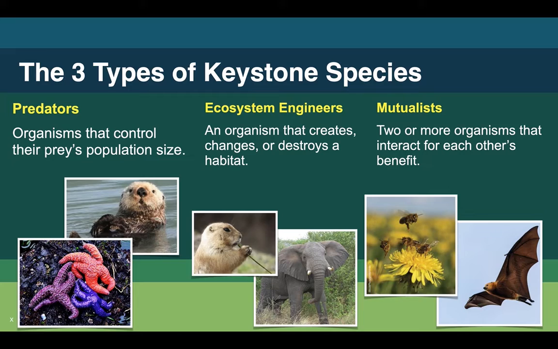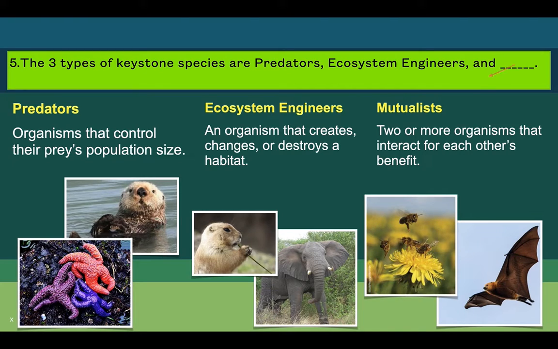The last kind, and this is what you need to write in your notes for number 5, is mutualists. So mutualists, we've already learned about them. Mutualism is like bees. They work with flowers. They have a mutualistic relationship. There's other pollinators like birds and bats.